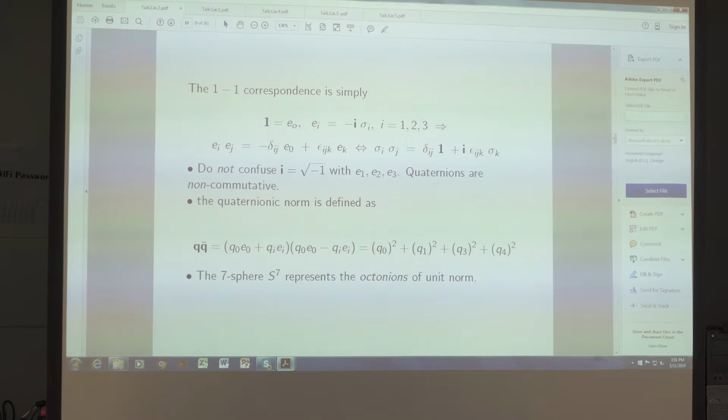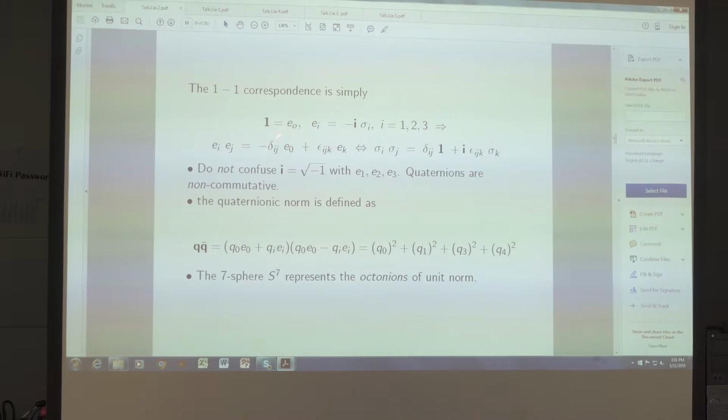They think that E1 is an i. Sometimes they think that E2 is an i, and they think that E3 is an i. No, you have to be very careful. By i I mean the square root of -1, which is a real number. But here, when I square these objects, I get a unit matrix essentially. Okay, so it's very subtle. So just be very careful. Don't confuse this i with any of the imaginary units.